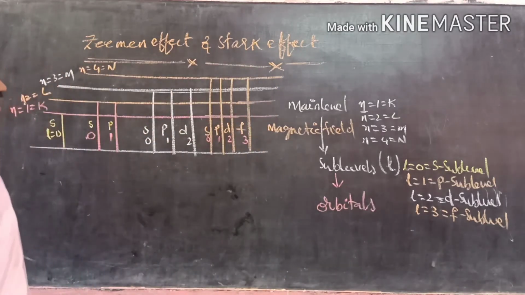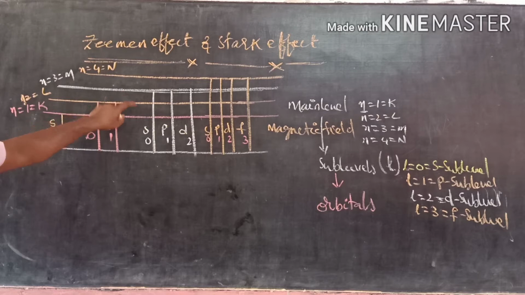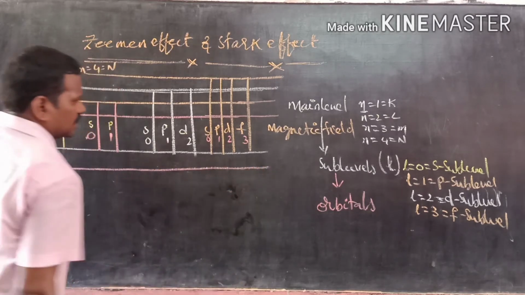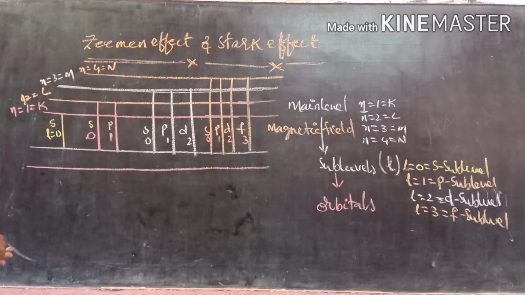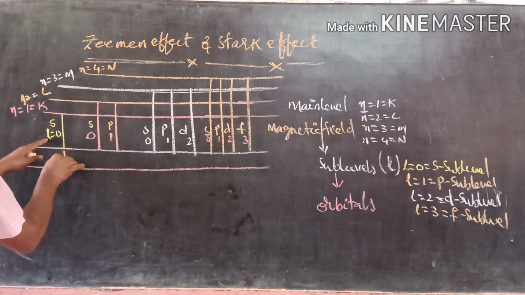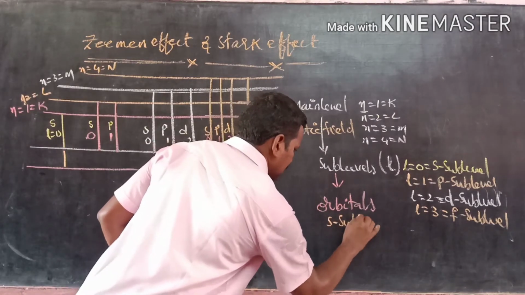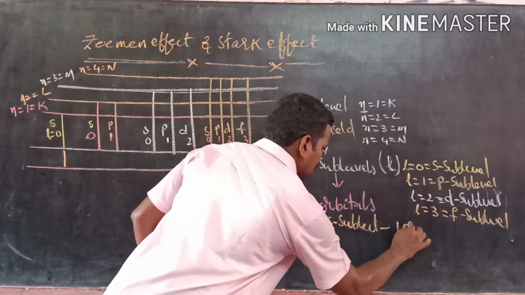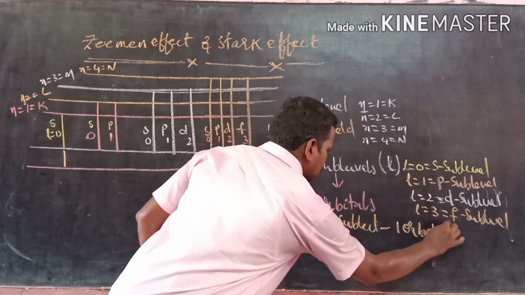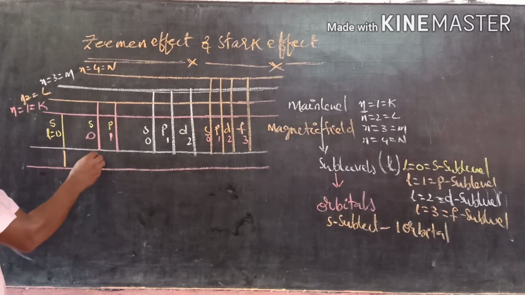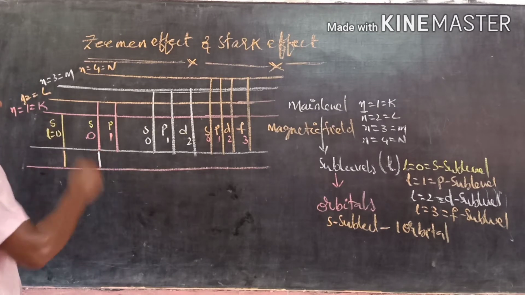Sublevels are divided into orbitals. This means main levels are divided into sublevels, and sublevels are divided into orbitals. Let us see how many orbitals are there in each sublevel. For example, sublevel S, that is, L value is 0, has only one sublevel, that is S. The S sublevel has only one orbital. Here also S is there, so it also has only one orbital.